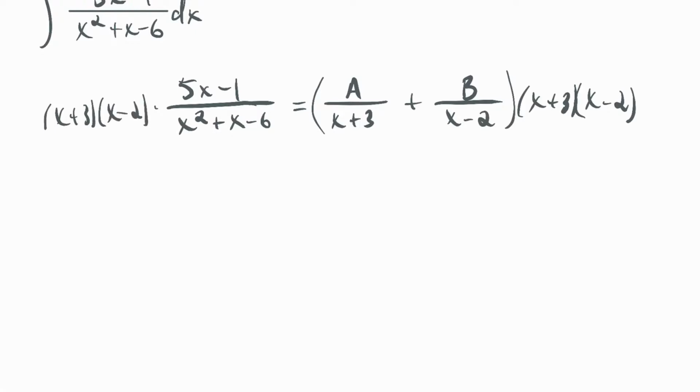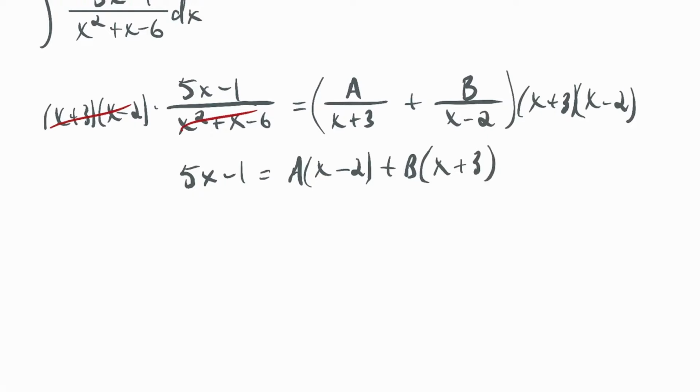Okay, now on the left, of course, that just cancels. Okay, on the right, when I distribute this into this numerator, I'll end up canceling x plus 3 as a factor. And when I distribute into this term, this numerator, x minus 2 will cancel as a factor. So I'm going to cut corners a little bit, and hopefully everyone's okay with the algebra I'm doing here. On the left, I'll have 5x minus 1. And on the right, I'll have a times x minus 2 plus b times x plus 3.